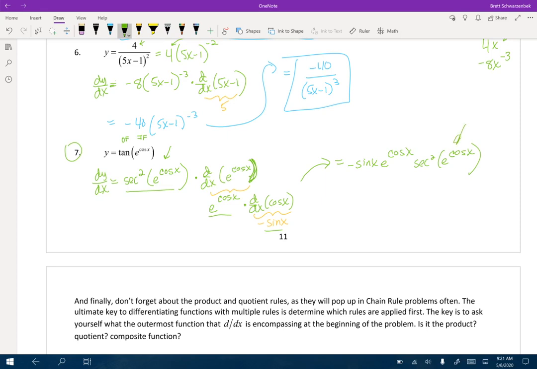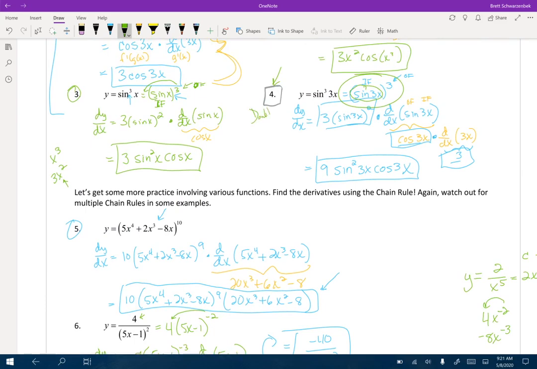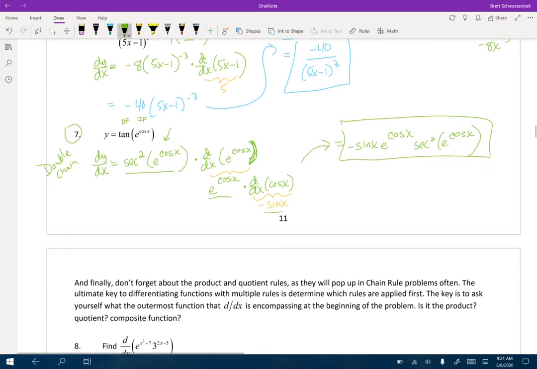So this is basically the answer to the problem, which is yes, insanity, but that is the derivative of the function using a double chain. So this is double chain. And if you want to make a note of that up here, you can write double chain, but that is the process so far.